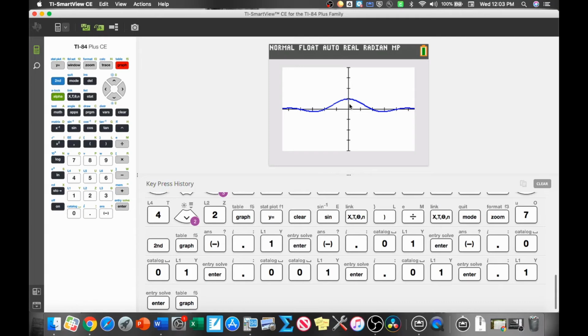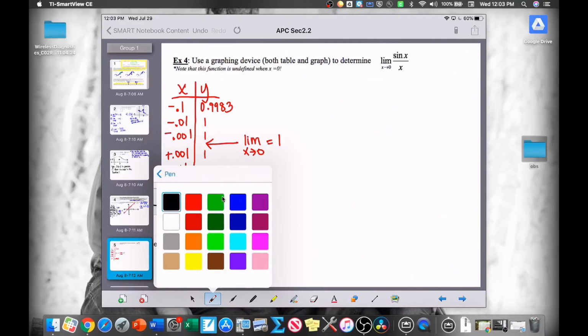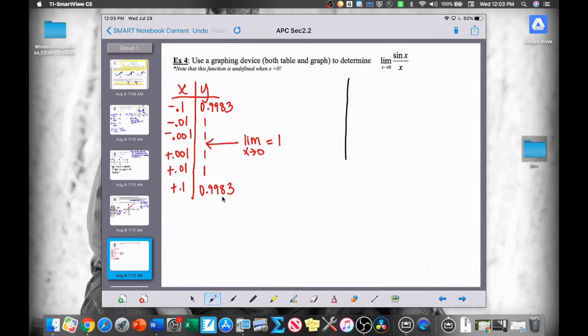The function actually doesn't exist when x equals 0, okay, because it's undefined at that point and we have a hole there. And if you want, again, you can do the same thing that we did in the previous problem. You can zoom in on that spot. But right now, I'm going to go back to my paper. I'm going to sketch a picture of what this graph looks like for future reference.